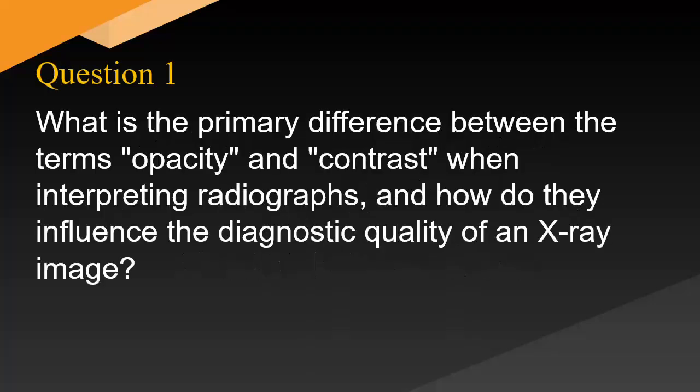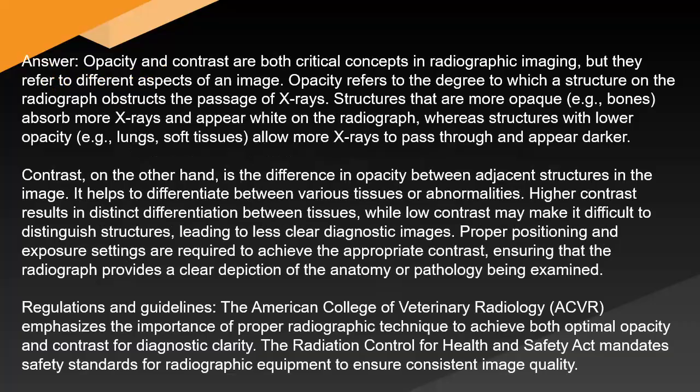What is the primary difference between the terms opacity and contrast when interpreting radiographs, and how do they influence the diagnostic quality of an X-ray image? Answer: opacity and contrast are both critical concepts in radiographic imaging, but they refer to different aspects of an image. Opacity refers to the degree to which a structure on the radiograph obstructs the passage of X-rays.